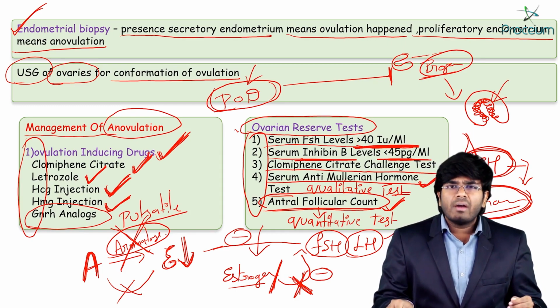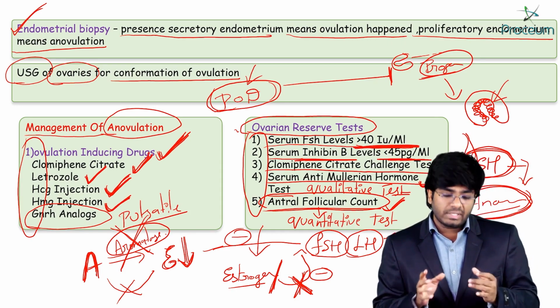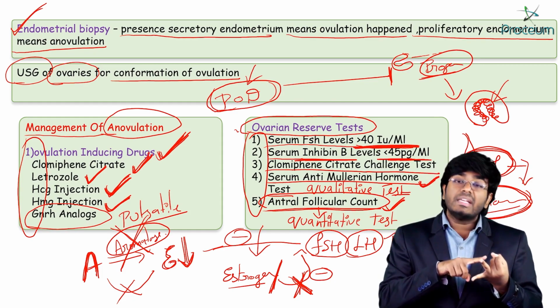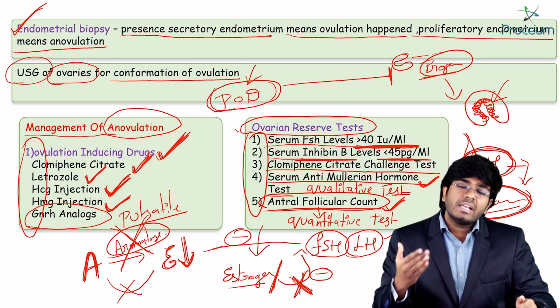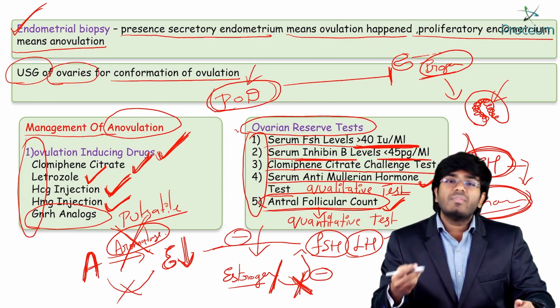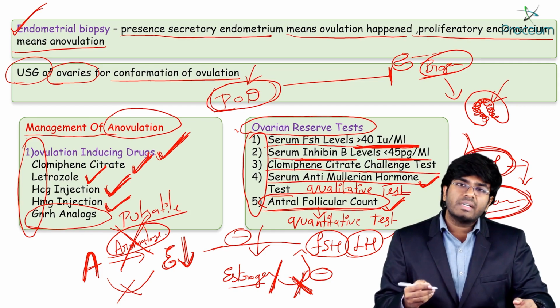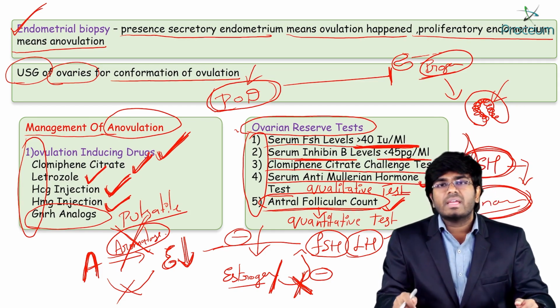Okay guys, I have discussed the ovarian causes of infertility, which are anovulation and decreased ovarian reserve, and their managements. Now in the next following video, we will discuss the tubal factors of infertility, uterine factors of infertility and cervical factors of infertility.